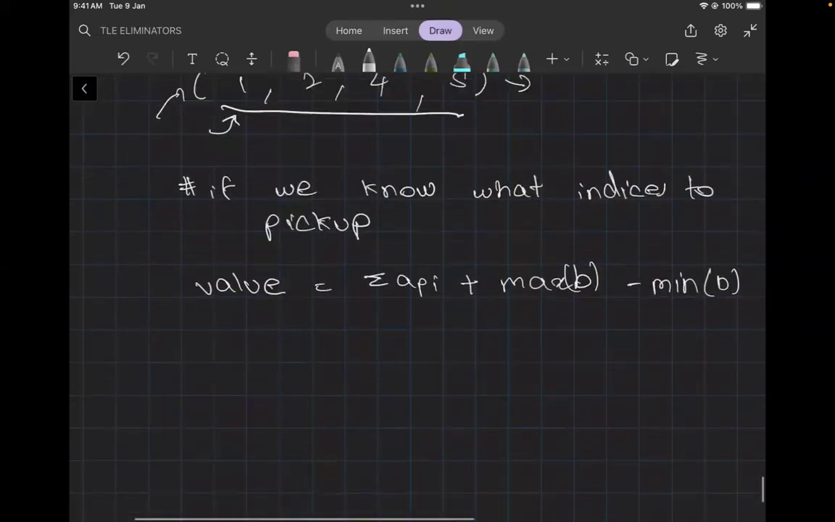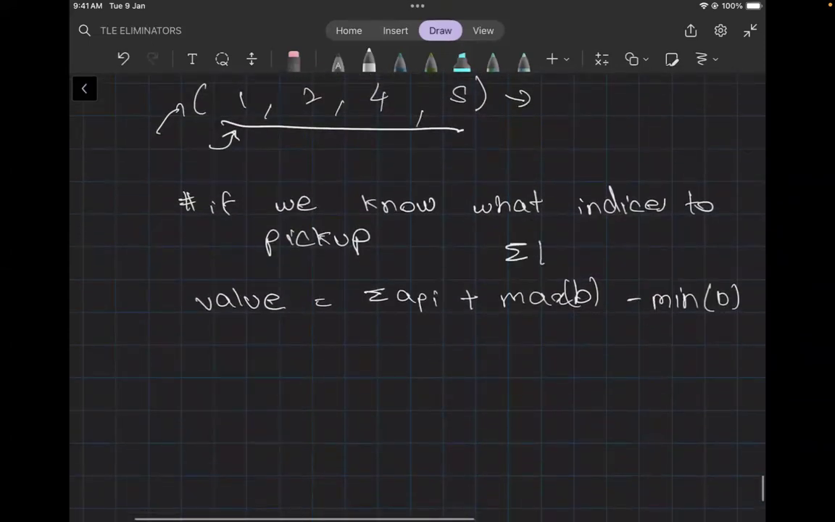So what is the value of this summation BPI minus BPI plus 1? It is just max B minus min B. This is what the value of our function is going to be. Put a yes in the chat if this much is clear.